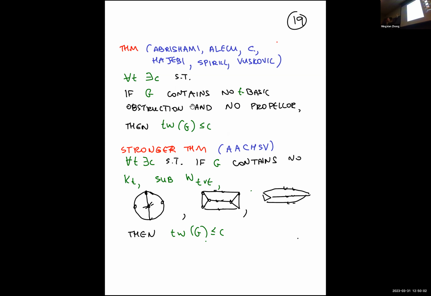With this group of people, my student Tara Abishami, Bogdan Aleko, Sefer Hajbi, Sofish Prokhor, and Kristina Vuskovic, we were able to prove that if a graph doesn't have a propeller and a T-basic obstruction, then it has bounded treewidth.